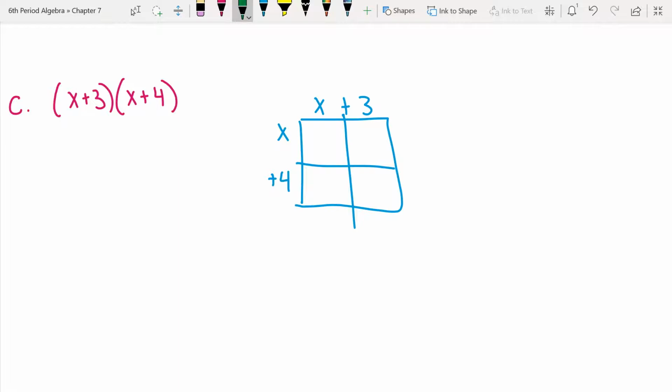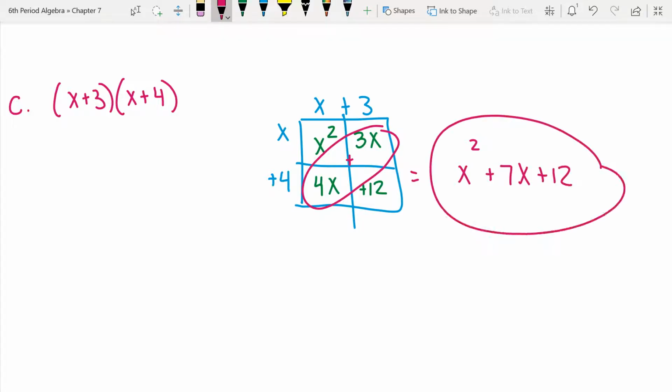So we have top left is x times x, which is x squared. Bottom left is x times 4, and that's 4x. Top right is 3 times x, which is 3x. And bottom right is 3 times 4, which is positive 12. You should be able to see that you do have some like terms. So when you combine them, you'd have x squared plus 7x plus 12. No matter how you combine them, you could have written it out, each box being written out on its own, and then combine your like terms. No matter what, you still get the same exact answer.